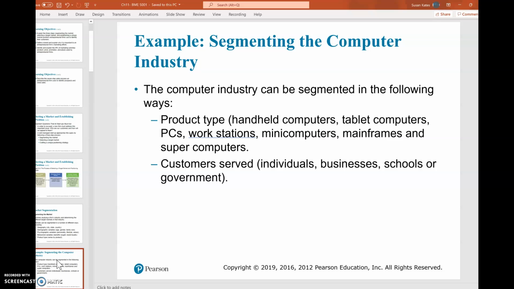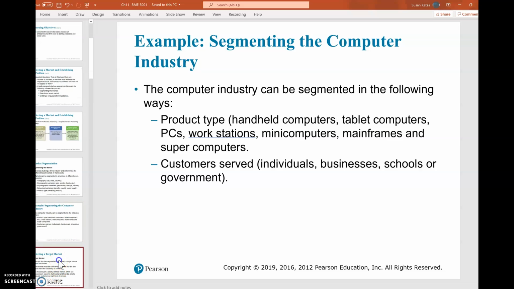And then also, who's going to be my user? Is it individuals? Is it businesses? Is it business to business? Is it business to consumer? These are the kinds of things that you have to think about when you're talking about segmentation.